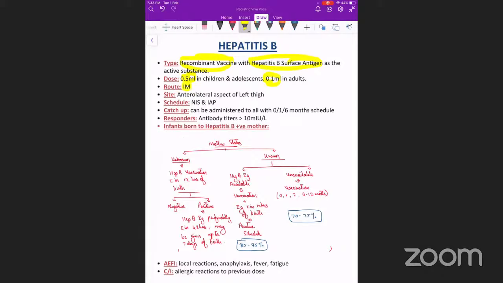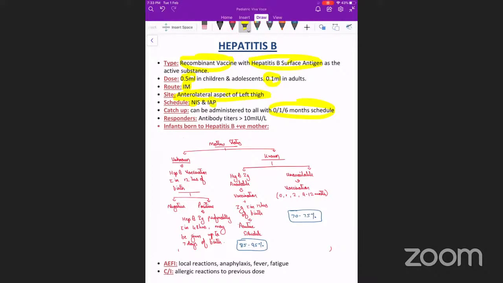We all know it is given IM. Site: you might get confused between the left or right thigh. The pentavalent along with hepatitis B is always given in the left thigh, so it is the anterolateral aspect of the left thigh. Then schedule: we follow the national immunization and the IAP schedule. Catch-up can be administered to all, with the schedule being 0, 1 and 6 months.